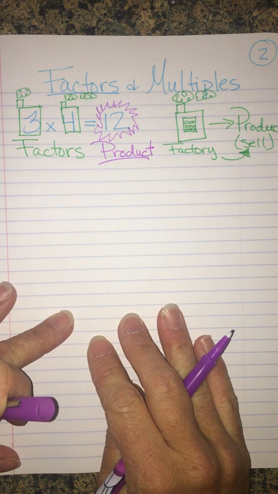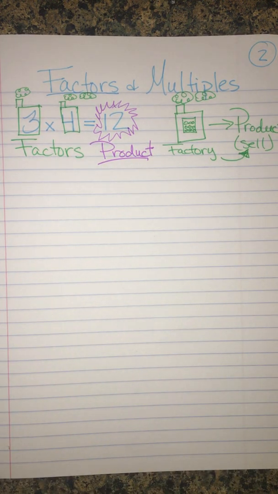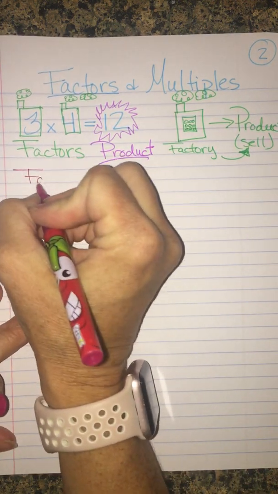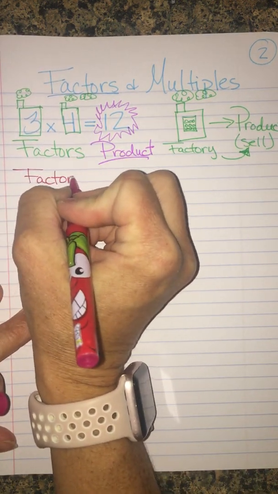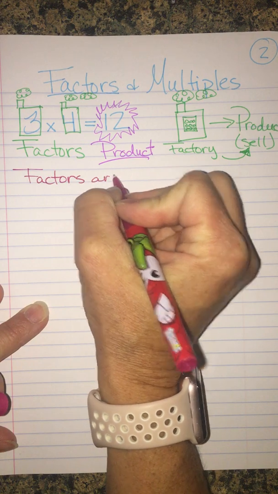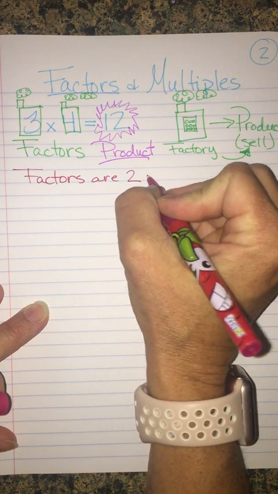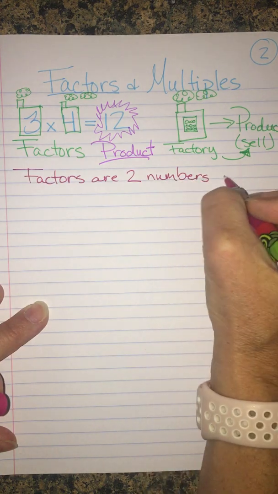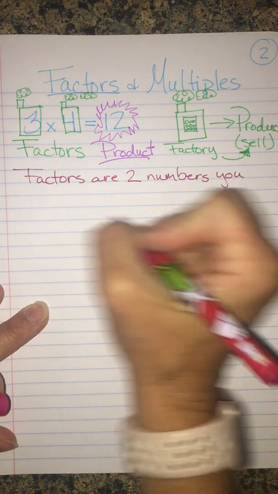So factor pairs of a number are just going to be multiplication facts that get you to a number. So if you can remember this, that factors are two numbers you multiply to get a product.